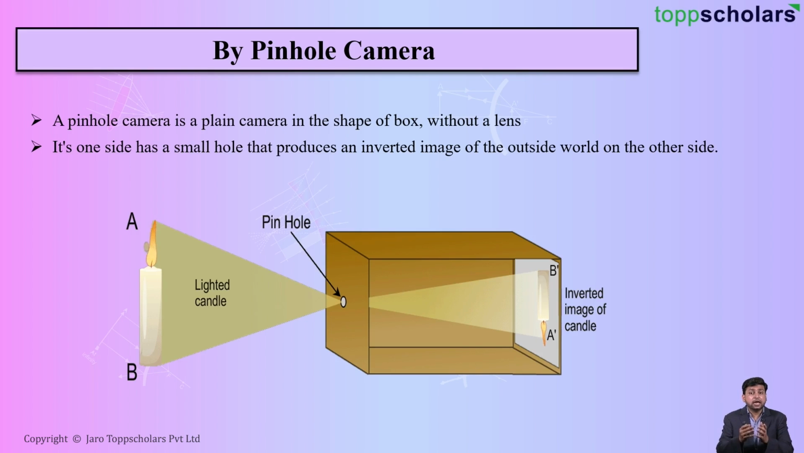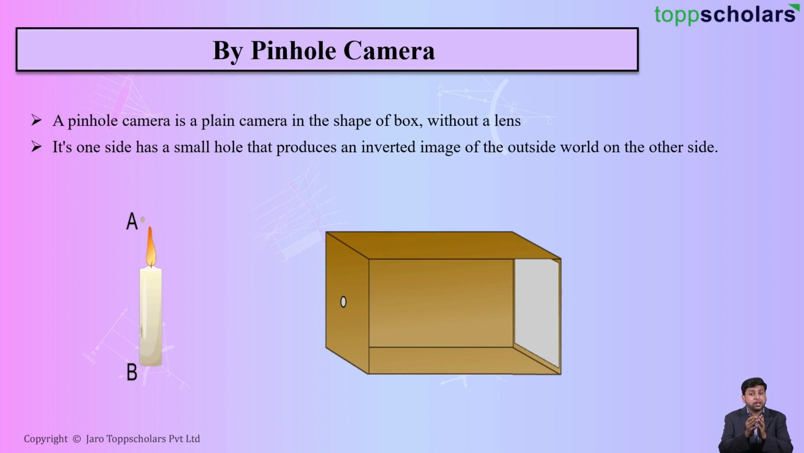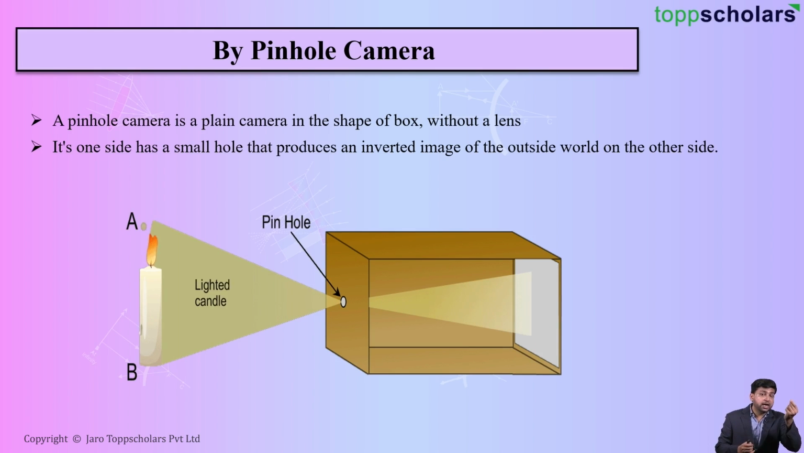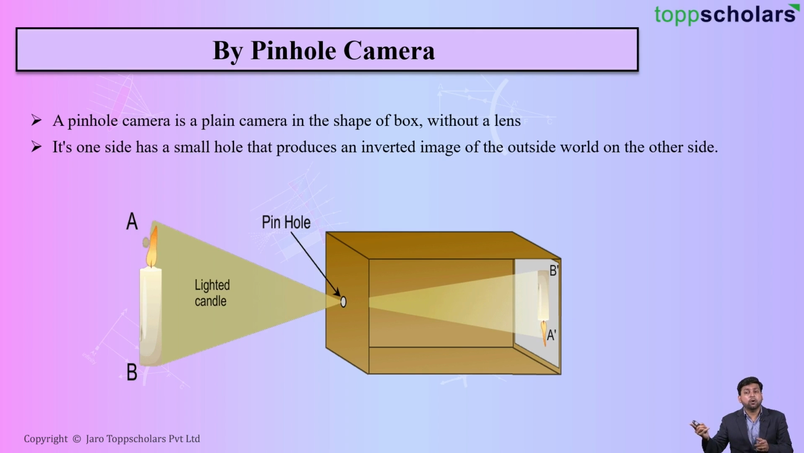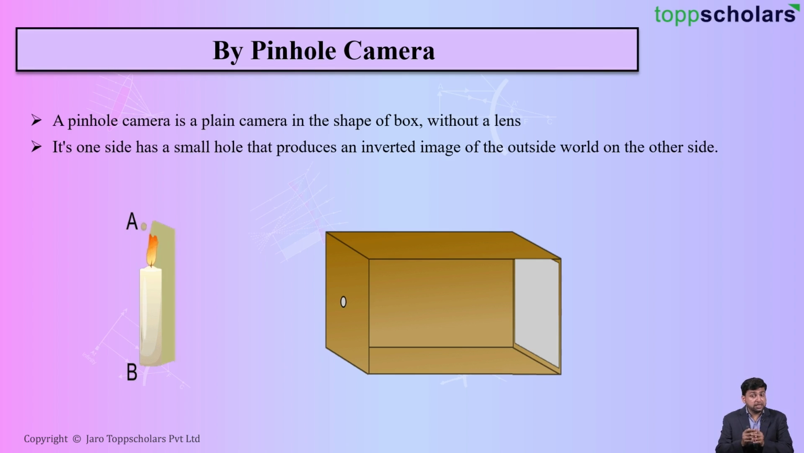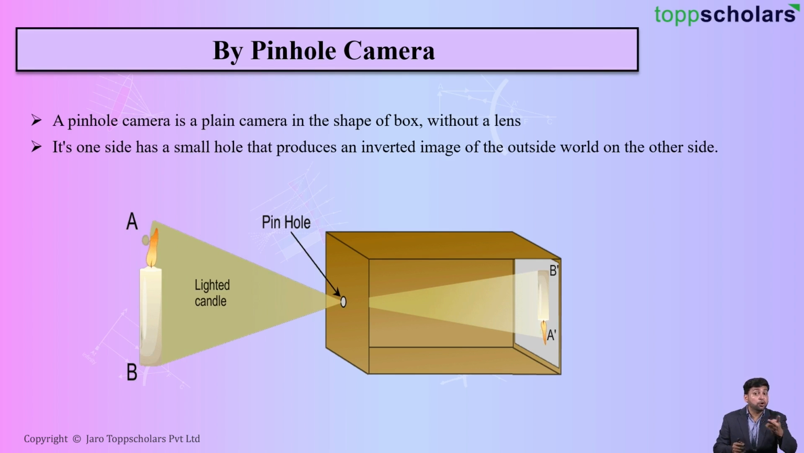box. For example, if you observe this particular diagram, see there's a candle outside the box and there's a small pinhole. And what we can observe, there's an inverted image inside the box. So this is how we can use a pinhole camera. So basically what does a pinhole camera do? It inverts the image. Okay.